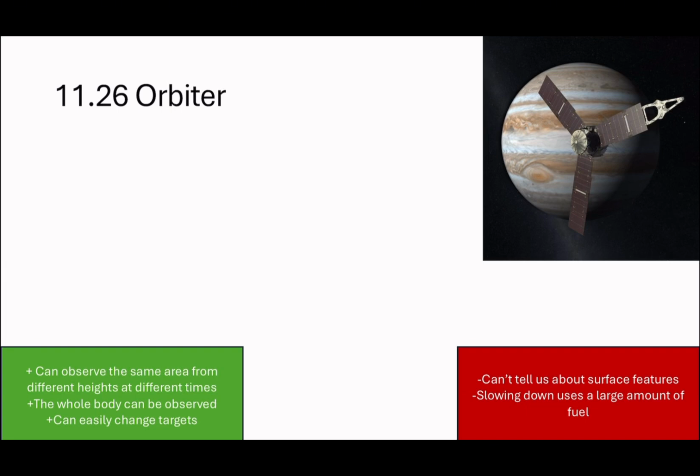Now, orbiters will orbit a planet many times, or a body, and this can give them lots of data. Orbiters are very good for a precise planet or body. Here are some advantages and disadvantages of them.